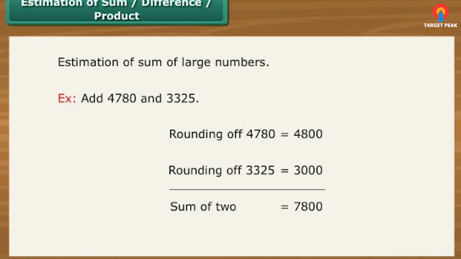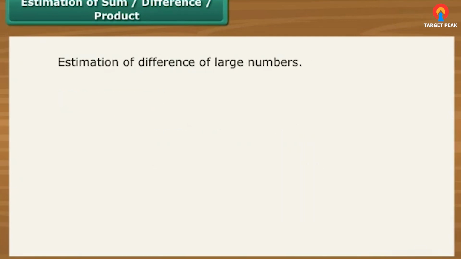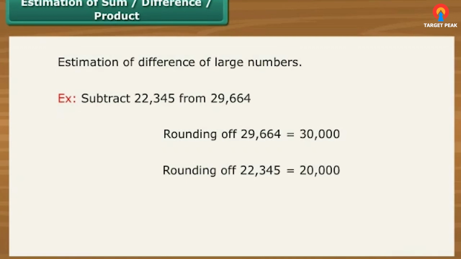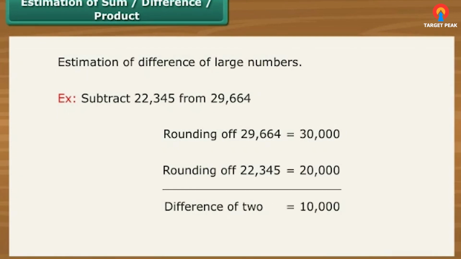Estimation to the nearest number can help in the estimation of the difference of two large numbers. For example, subtract 22,345 from 29,664. Rounding off 29,664 would make it 30,000. Rounding off 22,345 would make it 20,000. Difference of the 2 is equal to 10,000.